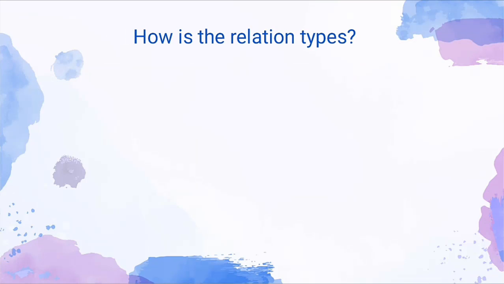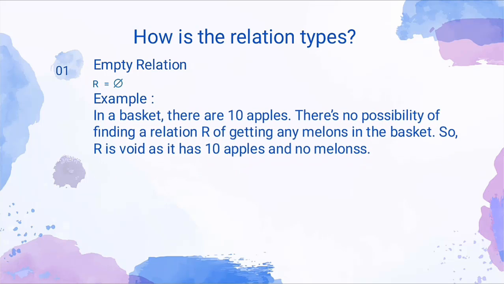What are the relation types? Number 1, empty relation. R is the empty set. Example, in a basket there are 10 apples. There is no possibility of finding a relation R of getting any melons in the basket. So, R is void as it has 10 apples and no melons.